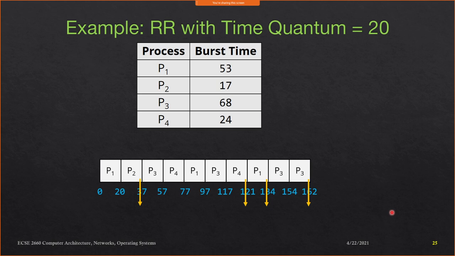So each time quantum is 20, right? So nothing can be preempted before 20 time units unless the burst is complete. So you look at the next process to work on only after a completion of the time quantum or completion of a burst. And at that time, you are essentially going to be looking at the head of the queue. And it's a circular queue, right?